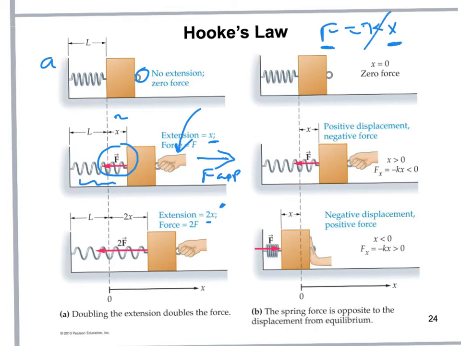So when you double this one, you double this one. And k is a constant, so you can actually just leave k off. And you have your force equals some constant times x. So when you double the force, you double x right here.